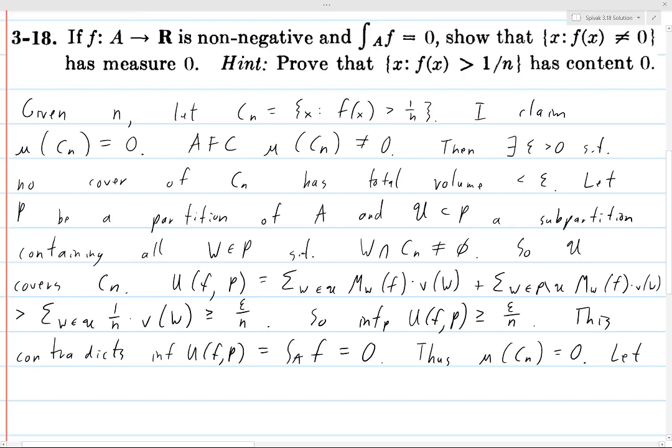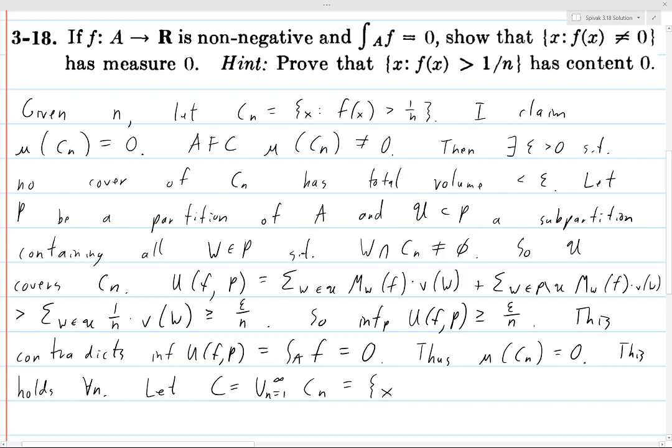Okay, and this holds for any n. So let's just state that this holds for all n. Now let C be the union from n equals 1 to infinity of Cn. And now what is this set equal to?